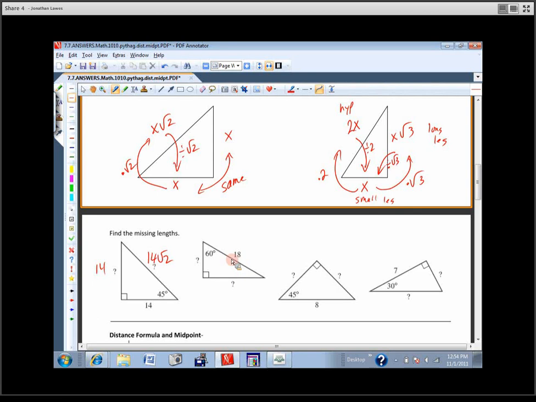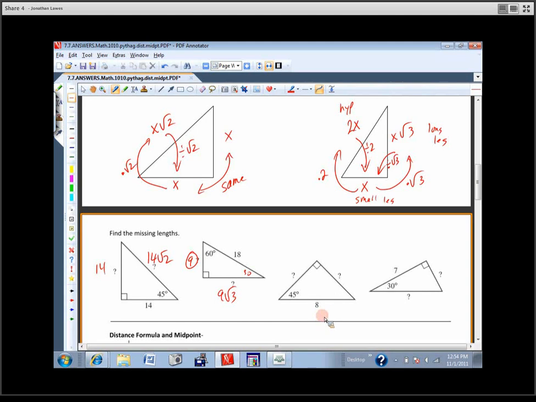All right, so on this guy right here, we know the hypotenuse on a 30, 60, 90. If you know the hypotenuse, what do you need to find first? Short leg. Here's the short leg over here. It's across from the small angle. So if this is 18, what's the short leg? Short leg is 9. Got that one? And how do you go from the short leg to the long leg? Times by radical 3. So this would be 9 radical 3. Okay?